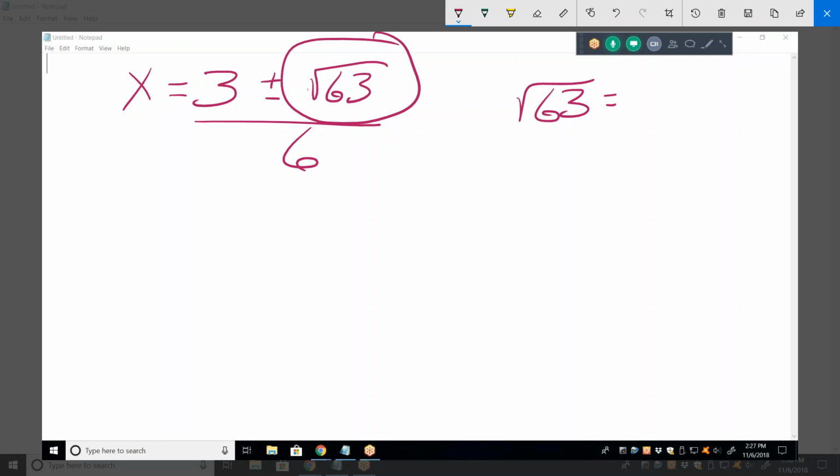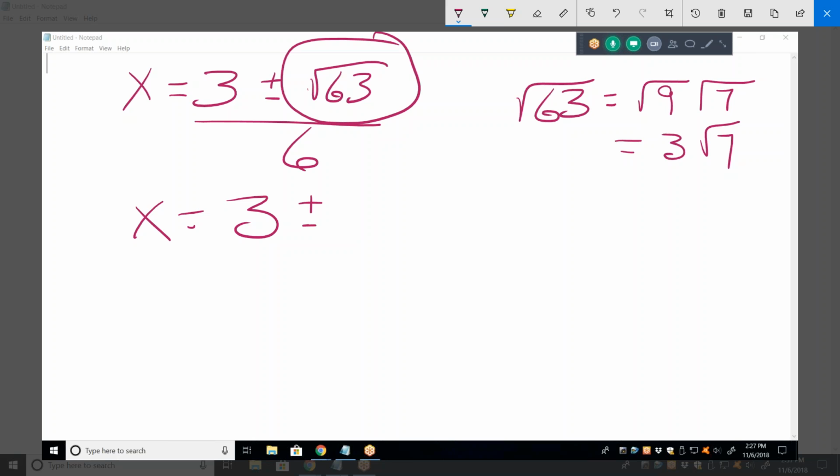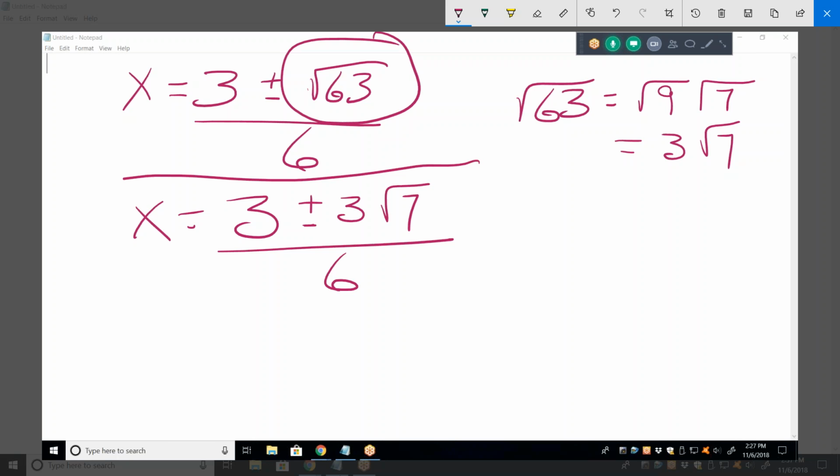Yeah. It's the square root of 9 times square root of 7, right? Which is 3 square roots of 7. So now I'm going to write it like this: 3 plus or minus 3 square root of 7 divided by 6. Now notice that I can do more with that.